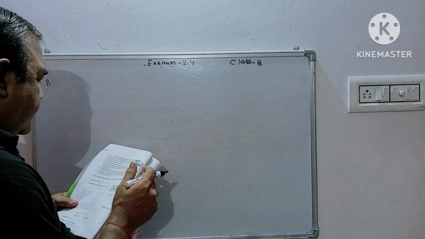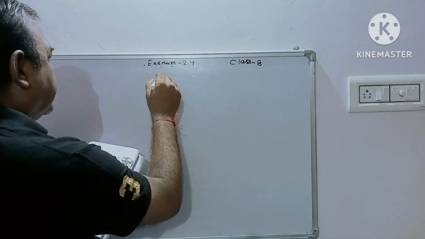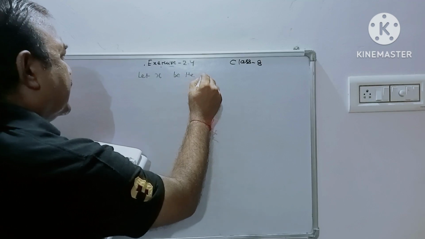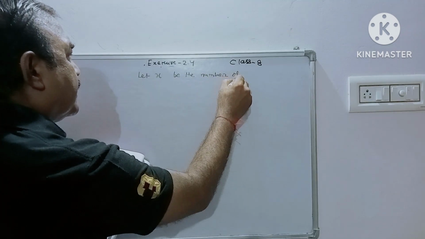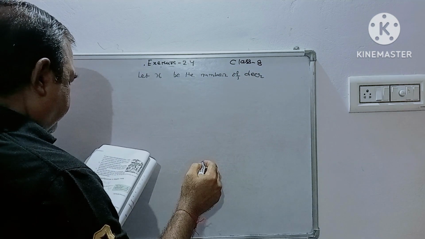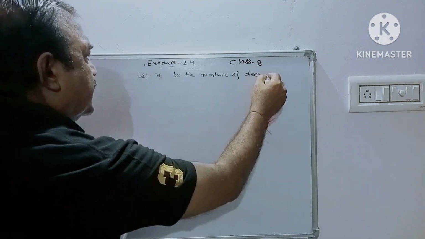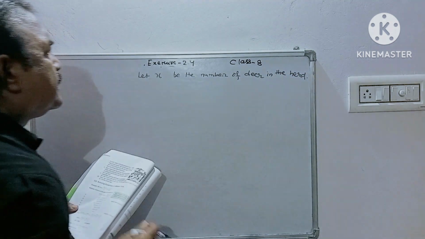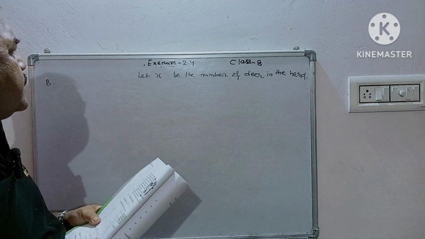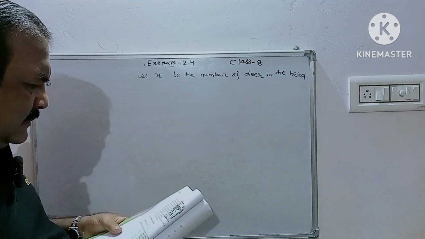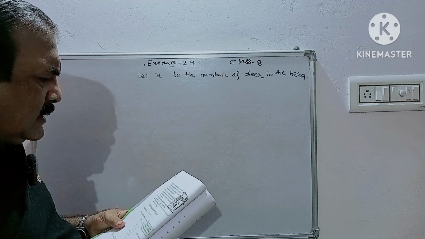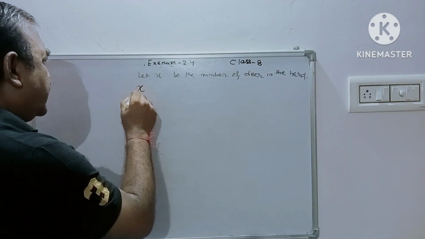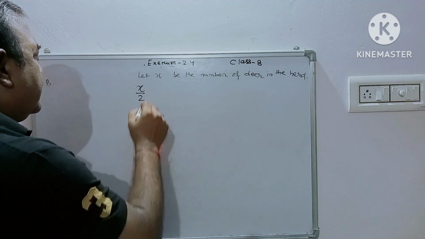Let x be the number of deer in the herd. Herd means group of animals. Here the deer is the animal. So let x be the number of deer in the herd. So half of a herd of deer are grazing in the field. So half of x, that is x by 2, or x divided by 2, or x upon 2.